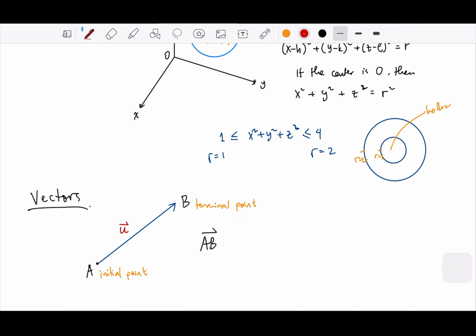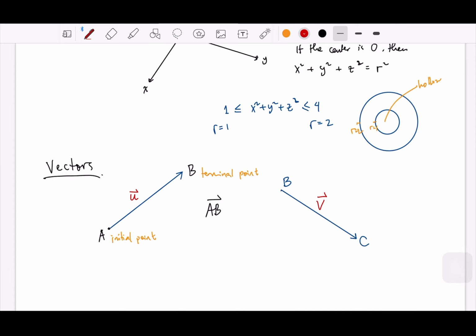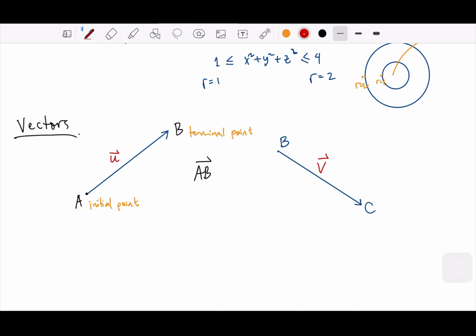And we can add vectors. Okay? For example, if we describe another vector, this is from B to C, and maybe this is a different value, let's say V. And now if we add these two, this is U and V, which means we are just connecting the starting point and the terminal point. And we can say that this is U plus V.